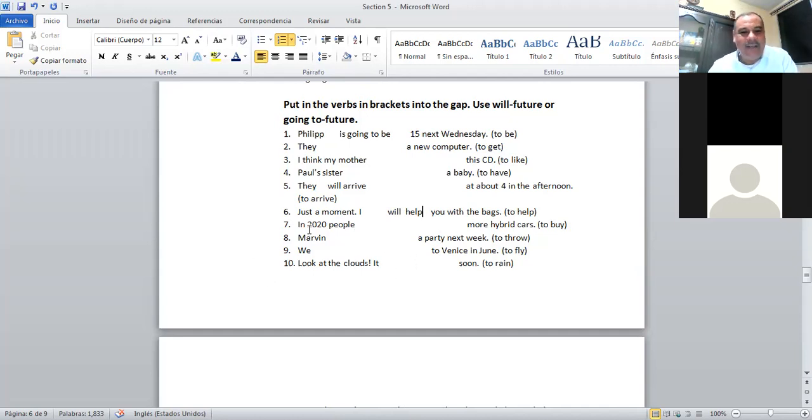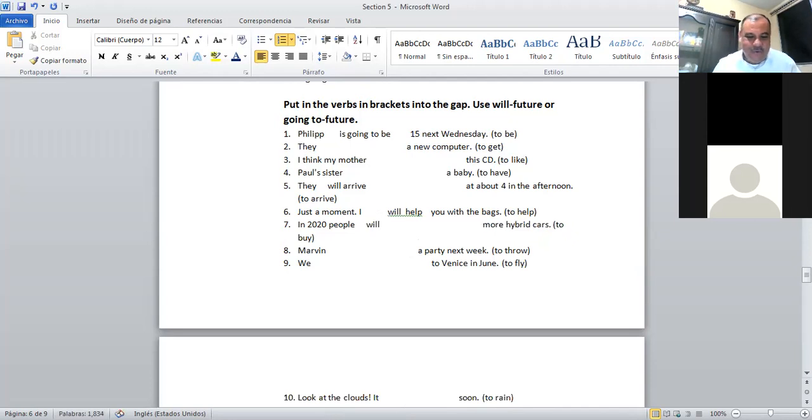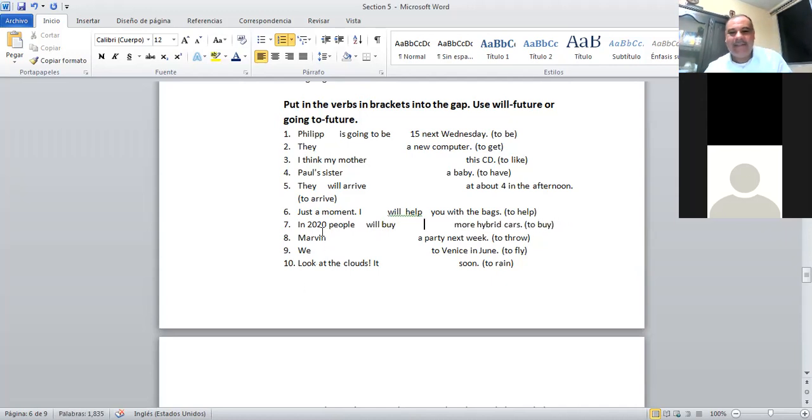Okay, number seven. In 2020, people will buy more hybrid cars. No, will. Why? Because it's a prediction. In 2020, people will buy more hybrid cars. Right? It's a prediction. Very good.